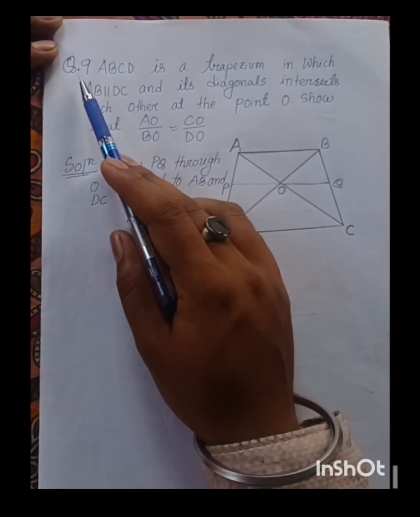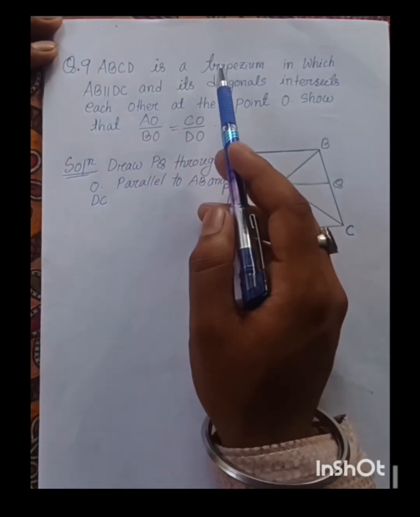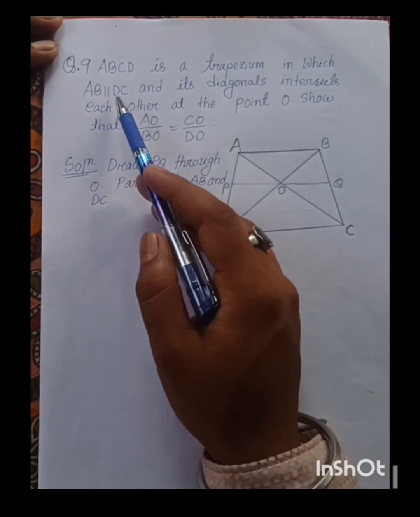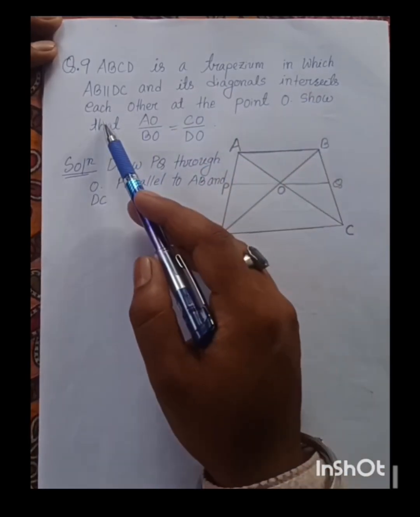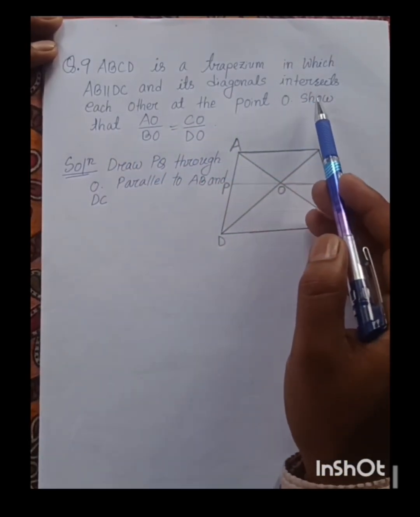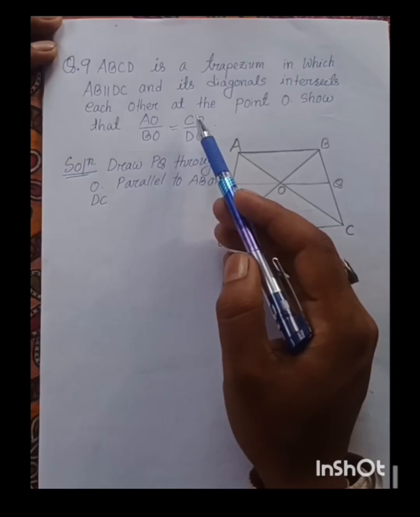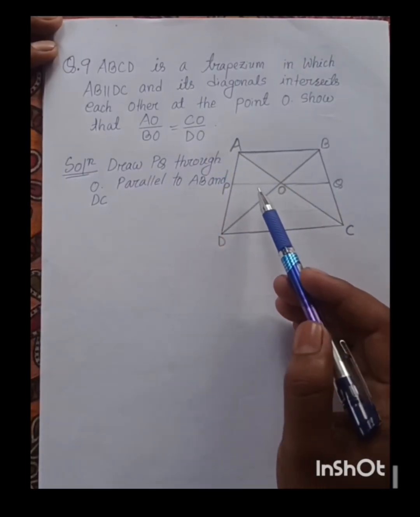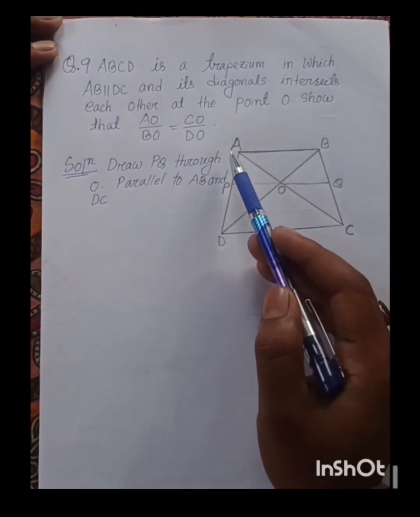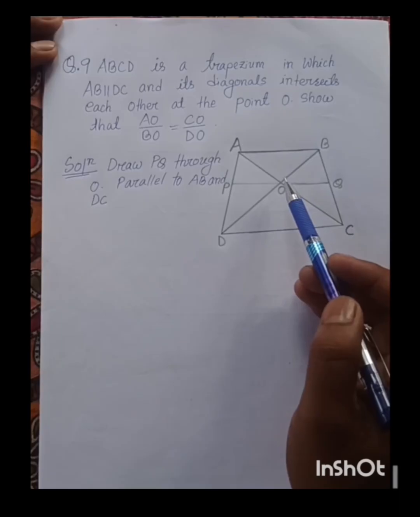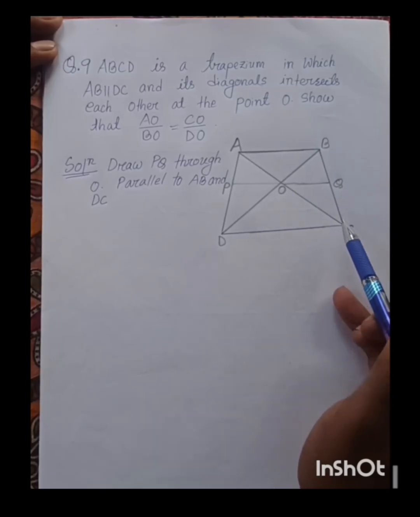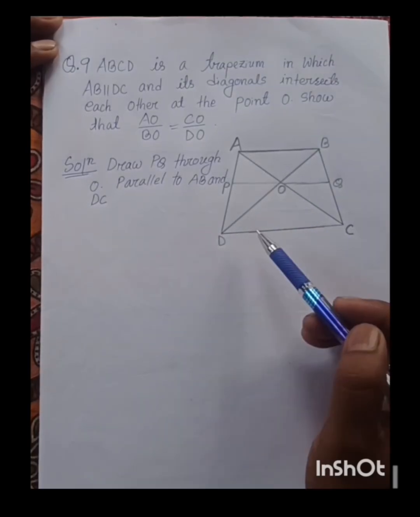So in question number 9 we have ABCD is a trapezium in which AB is parallel to DC and its diagonals intersect each other at the point O, so that AO by BO equal to CO by DO. So according to this question we will prove AO by BO equal to CO by DO.